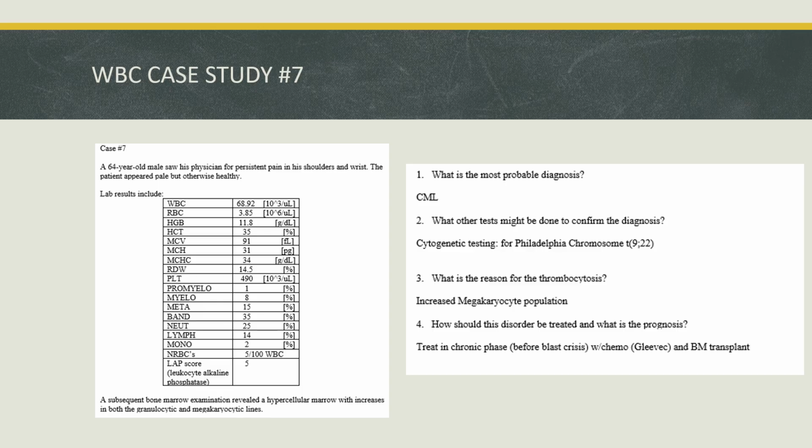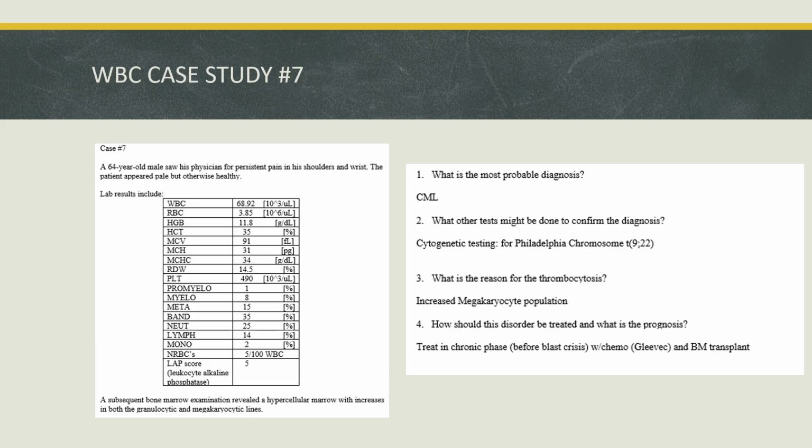How should this disorder be treated and what is the prognosis? Well, CML, because it's a slowly progressing chronic disorder, is highly treatable if we treat it in the chronic phase. Remember the 3 phases of CML: chronic, accelerated, and then blast crisis. We really want to catch it early, treat it specifically in the chronic phase. As it progresses, it becomes more refractory to treatment. But if we're able to treat it with that chemo, remember that Gleevec, and maybe a bone marrow transplant, the prognosis for this patient is pretty good.